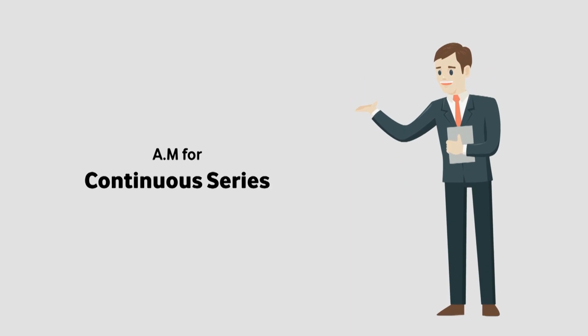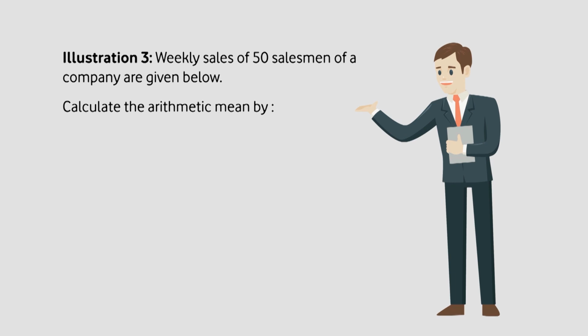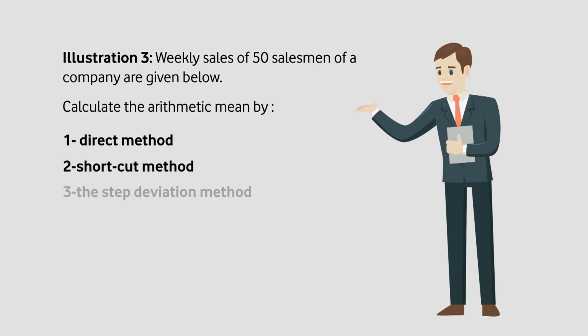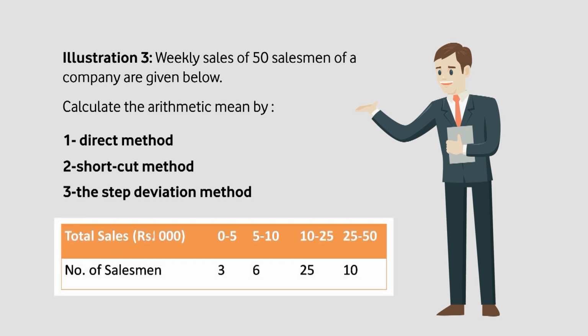Now we will talk of arithmetic mean for continuous series. In this illustration, we have taken an example that the weekly sales of 50 salesmen of a company are given below. Calculate the arithmetic mean by direct method, shortcut method, and step deviation method. Calculation is the same, only the way of calculation may be different, just to shorten the numbers so that your computation becomes easier. We will see how with these three methods we can compute arithmetic mean in a continuous series data set.